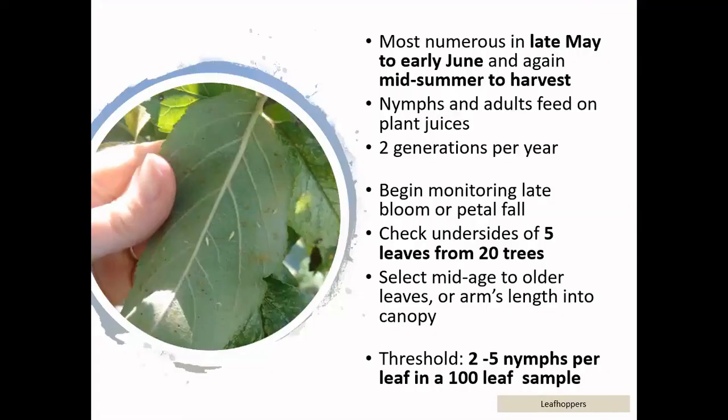So white apple leafhopper typically starts to emerge late May and early June, and then we'll have another flush again close to harvest time. During a monitoring program, look on the underside of leaves, this is where you're going to find leafhoppers present, checking at least 5 leaves from 20 trees or 10 leaves from 10 trees. And from this, the threshold is usually about 2 to 5 nymphs per leaf in a 100 leaf sample, which then warrants having some sort of management program.